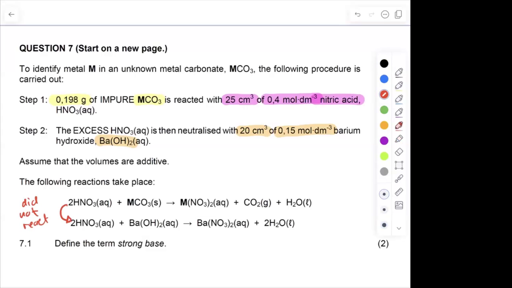So I'm going to take HNO3, right? It's going to be in excess. My metal carbonate is going to be the limiting reagent for that reaction. My HNO3 will be in excess. Some of it will react with the metal carbonate until it's done. What remains is going to then be reacted with our barium hydroxide to then create our barium nitrate plus water. Okay, hope that makes sense to everyone.